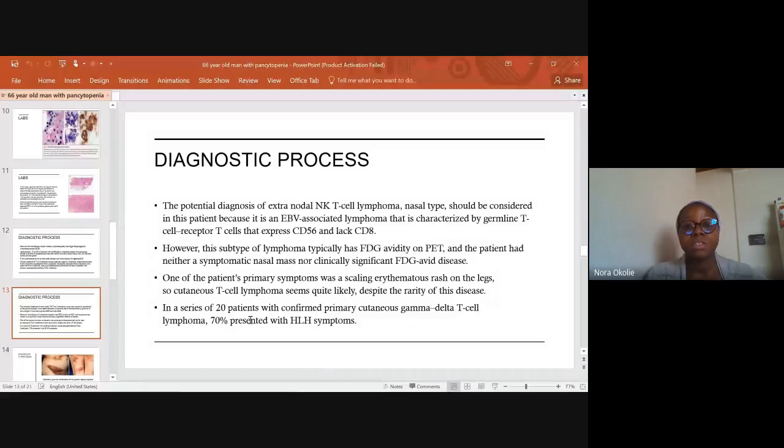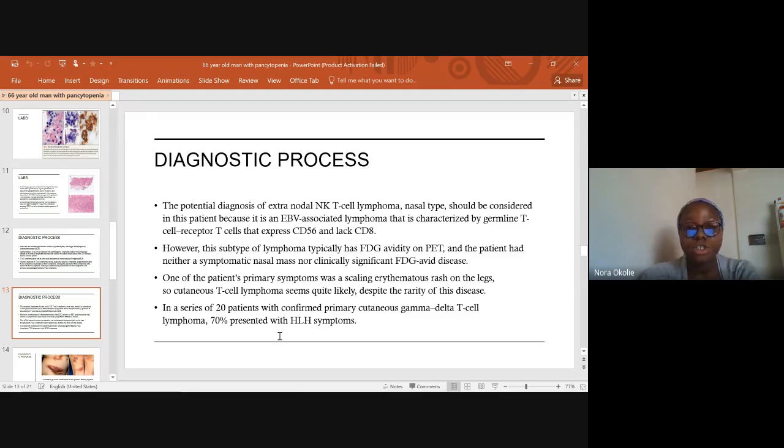First, the initial diagnosis was extranodal NK T-cell lymphoma of nasal type. This was considered because this type of T-cell lymphoma is EBV associated, and the T-cells in this patient expressed CD56 but lacked CD8. So that was the reason why they initially diagnosed extranodal NK T-cell lymphoma. However, the patient didn't have any nasal masses, and the FDG uptake was insignificant in this patient. With this subtype of lymphoma, FDG avidity is high. So that was why this subtype was ruled out.